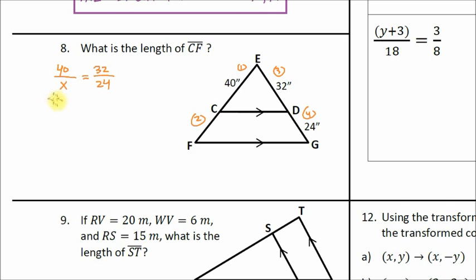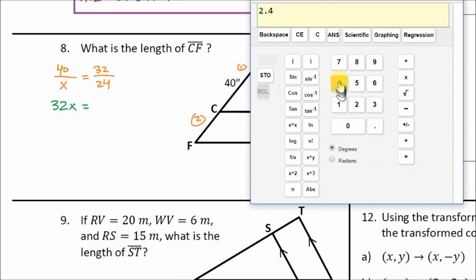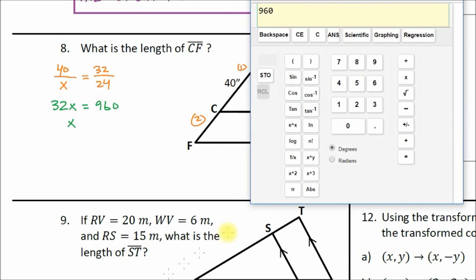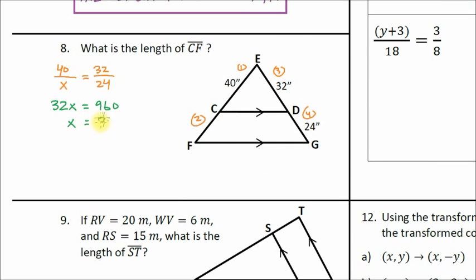All right, let's cross multiply. X times 32 is 32x. 40 times 24 is equal to 960. And now we're going to divide both sides by 32. 960 divided by 32 equals exactly 30. So x equals 30. So our final answer is CF is equal to 30. And this unit, this double apostrophe, or the quotes here, actually stands for inches. So you can either write inches, or you could just do the actual quotes there.